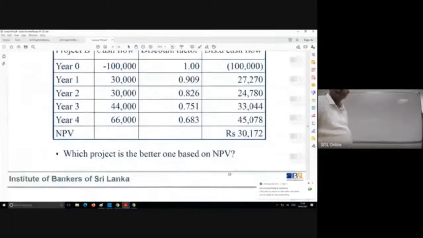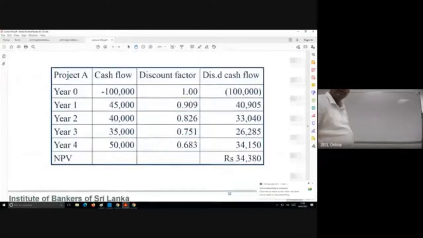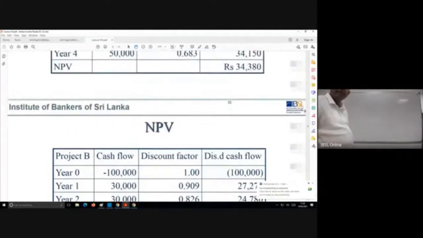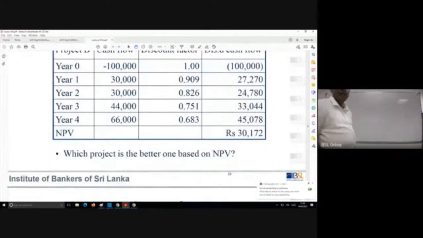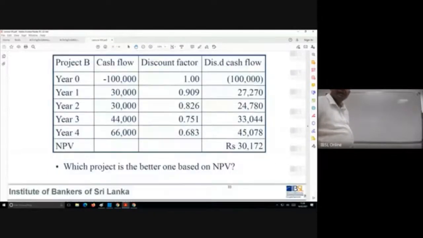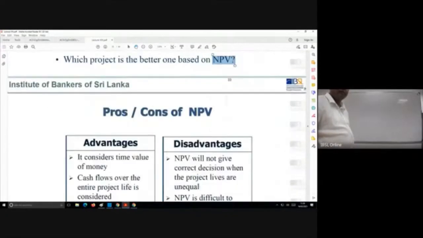What we did first for project A, we can do the same thing for project B. Then it comes 34. This is 30. So project A is better than project B, right? This is project A, what we did. Similarly, you can do it for project B. Then that is 34. This is 30. So whichever has the highest NPV, we take as good, right?